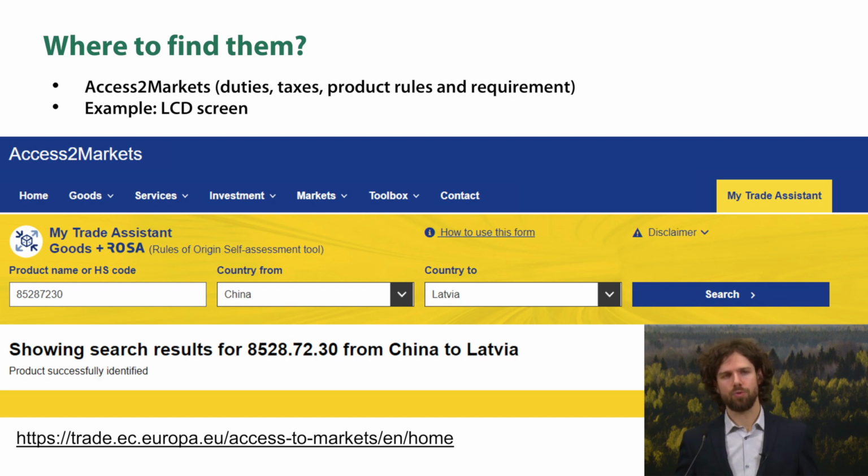This code is used for every product put on the market, and so you need to find the code first, and then you can place the origin country and the country where you're shipping it to. And in this case, I'll use the example of the HS code for an LCD display. It's manufactured in China and will be sold in Latvia.